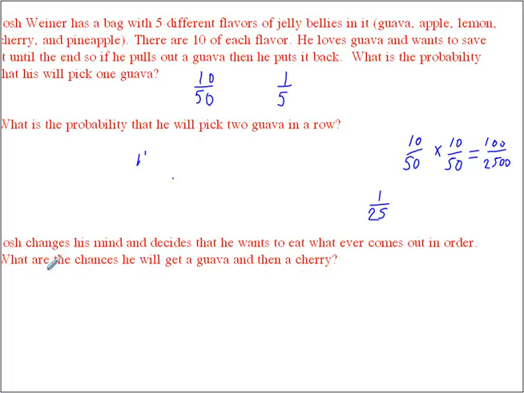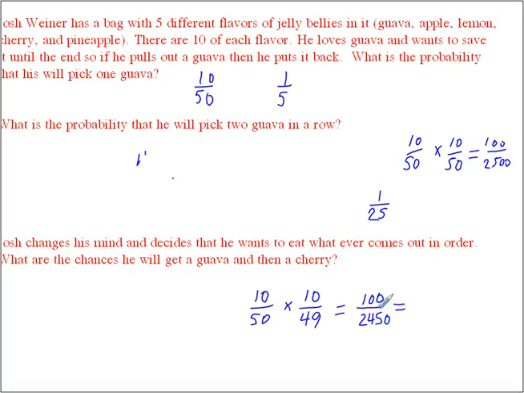Now, if Josh changes his mind and decides that he wants to eat them no matter what order they come out, what are the chances he'll get a guava and a cherry? Well, the first time he has a 10 out of 50 chance of getting a guava. That we've already established. But if he gets that guava, then he now has a 10 out of 49 chance, because there are 10 cherry left and there are 49 jelly beans left. So we multiply that together, and we end up with 100 over 2,450.